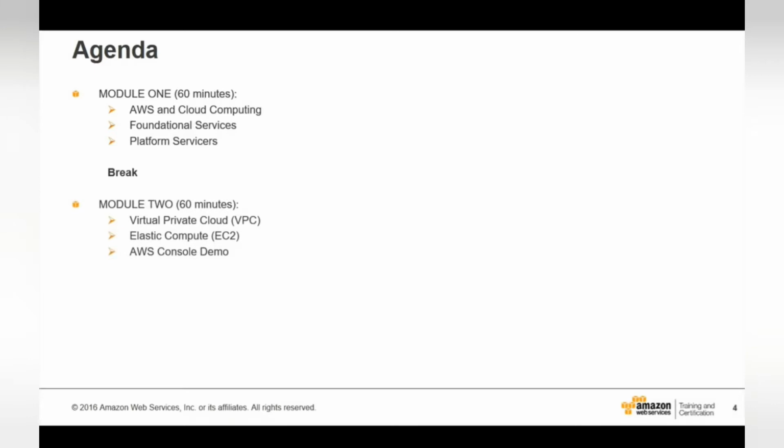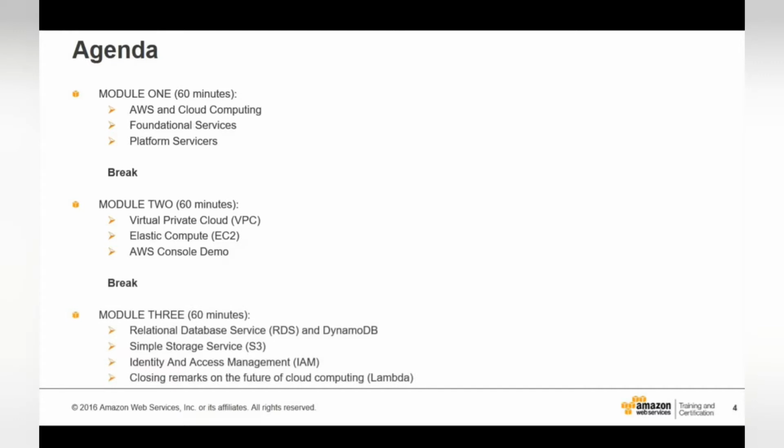and then we'll jump into Module 2, where we'll look at virtual private cloud, which is your network in the cloud, EC2, compute in the cloud, and also hopefully a little demo showing you how some of the console stuff works. One more break, and then finally Module 3, we'll look at RDS, Relational Database Service, DynamoDB, which is a NoSQL store. We'll look at how to store things using Simple Storage Service, and of course, no course would be complete without discussing security and how we lock things down using Identity and Access Management. Finally, maybe we'll do some closing remarks on where we see cloud computing going and maybe discuss subjects like Lambda very briefly. Okay, so that's the agenda for today.